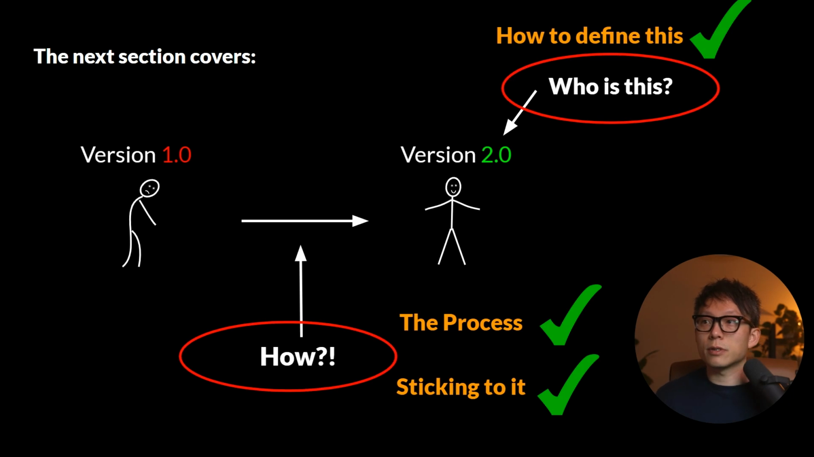So if you're here and you're ready to do this, we can start working through this. So I'll show you step by step. The next section we're going to go through will cover who this is, the definition of your version 2, and how to get there, the process, and how to stick to it, right? Because it's a transition and you will learn this.